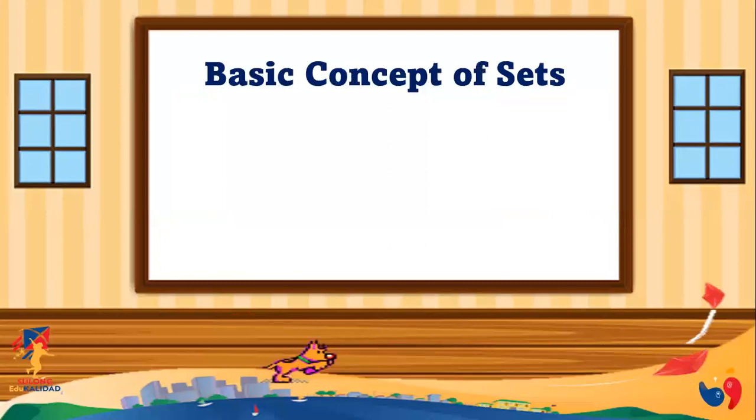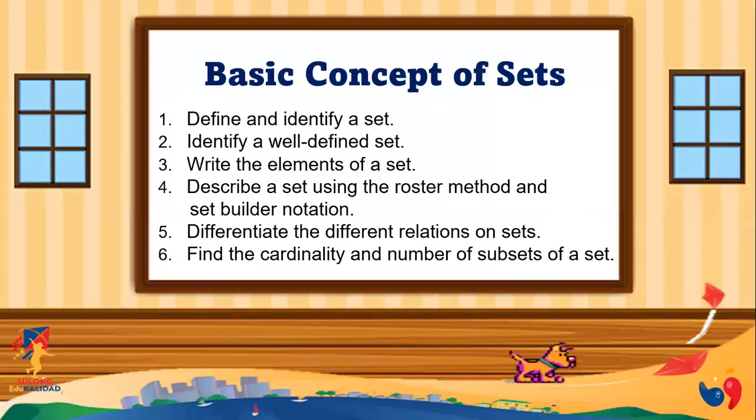Our lesson for today is the basic concept of sets. Our objectives: first, define and identify a set. Second, identify a well-defined set. Third, write the elements of a set. Fourth, describe a set using the roster method and set builder notation. Fifth, differentiate the different relations on sets. And last, find the cardinality and number of subsets of a set.